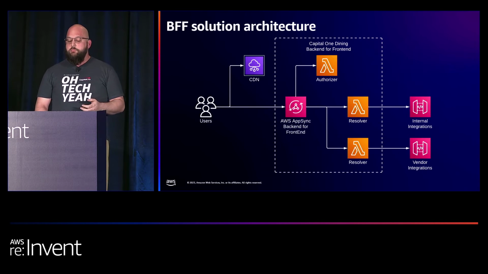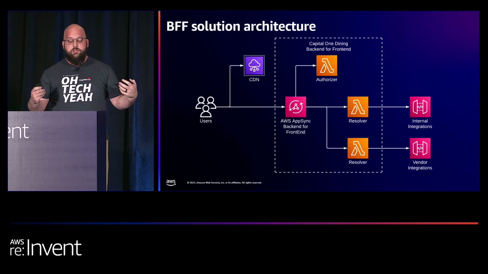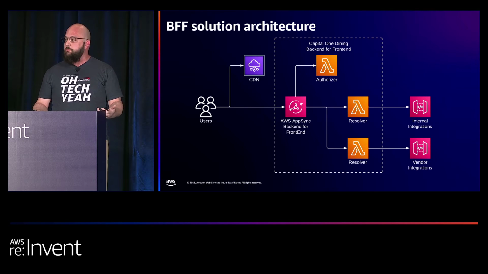So all of this allows us to split the teams' responsibilities, decouple them from each other, and drive those new customer user experiences. Without things like backend for front end and using technologies like AWS AppSync, Capital One would not have been able to bring dining to market in the short time that we were able to do it.